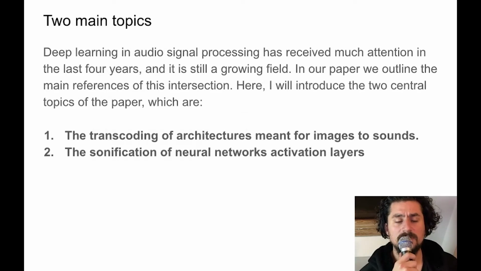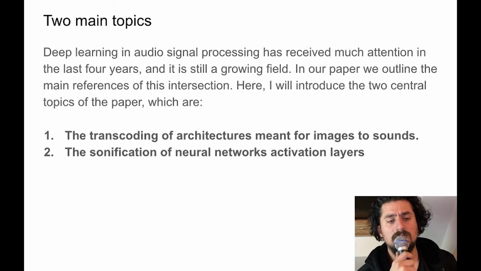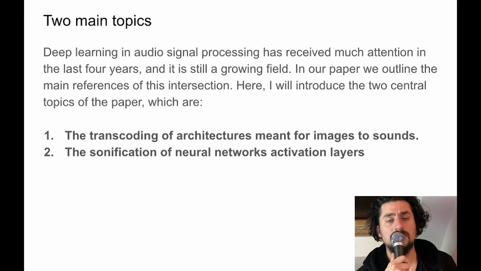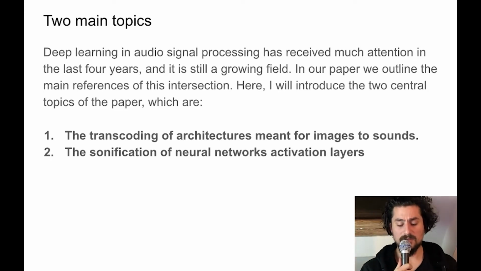The two main topics of the paper both involve deep learning in audio signal processing, which has received much attention in the last 4 years. And it is a growing field. In our paper, we outline the main references of this section. Here I will introduce these two topics in what follows.